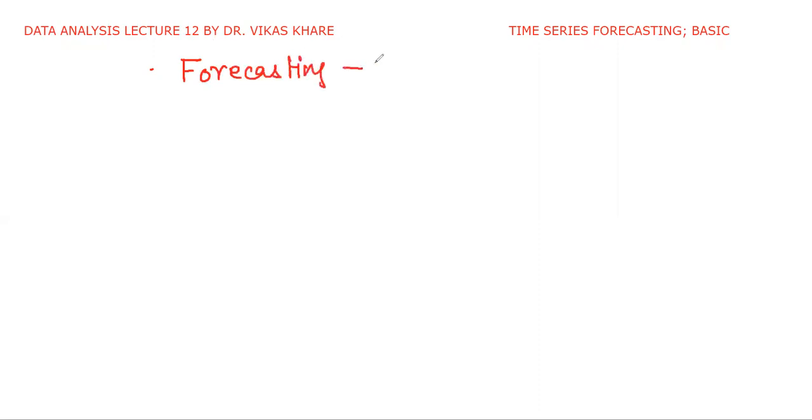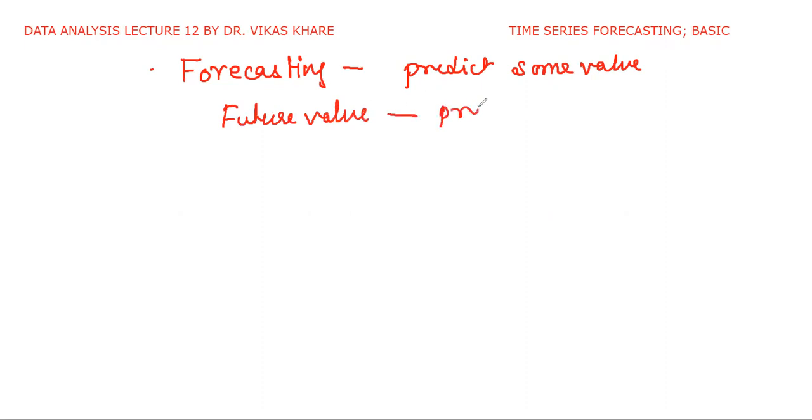So forecasting predicts some values, or we identify future value with respect to the present value. So this is the basic of forecasting in terms of predicting some value and identifying future value with respect to the present value.